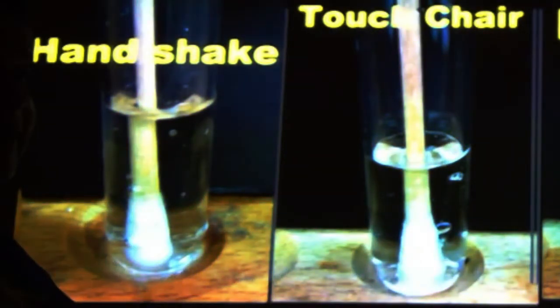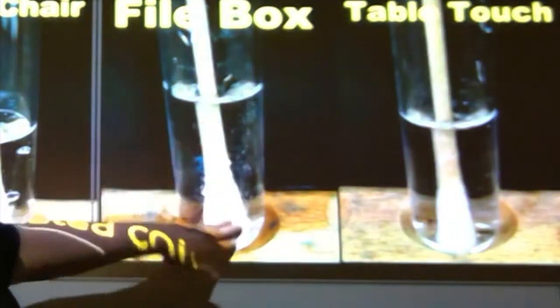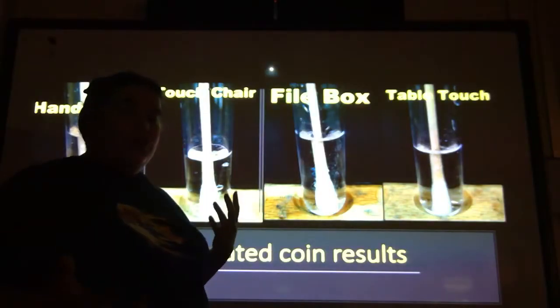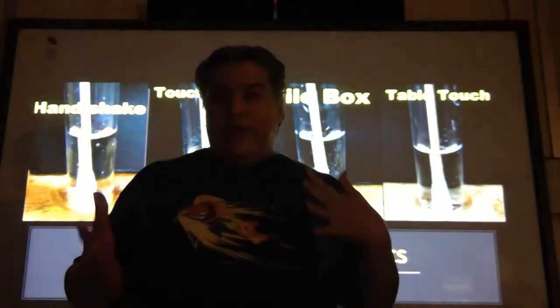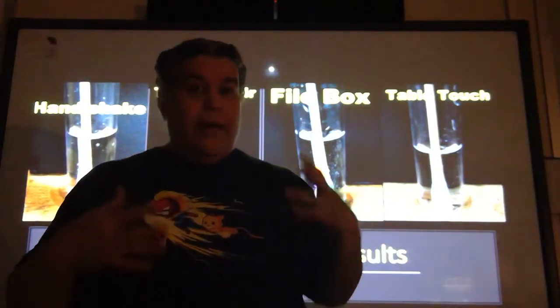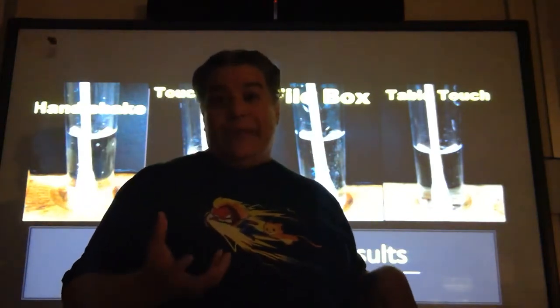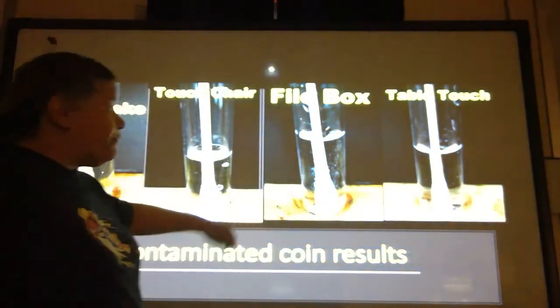The next thing touched was a file box. You can see a lot of bubbles. Now, I'm not sure why. It seems like there are more bubbles in the third touch than there are in the second or the first, but it ended up being a lot. It almost looked like it was a carbonated beverage, honestly.